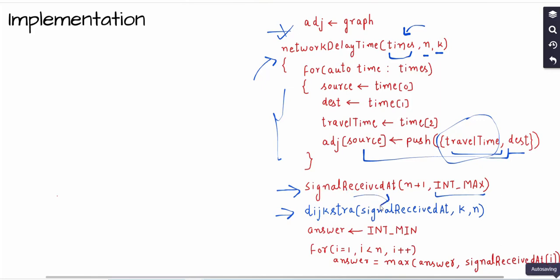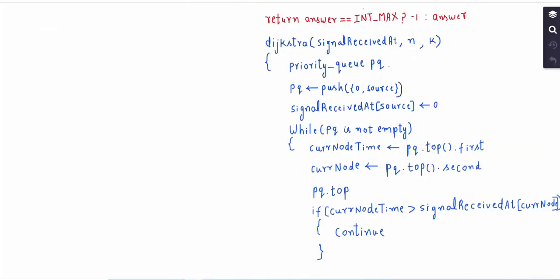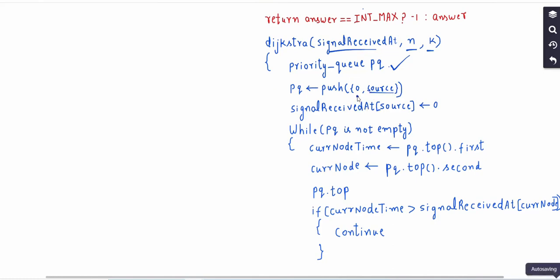Then this is a Dijkstra function which takes in this signal received at array, the source node, and the number of nodes, and it simply prepares this signals received array for this particular graph. Here is the working of this Dijkstra algorithm. It takes in the signal received at array, number of nodes, and the source node. I declare a priority queue and I push the source node and the time which the signal takes to arrive at the source node. So I push this pair into the queue and I set signal received at array for the source node to be 0, because it took 0 seconds to arrive at the source node since I'm starting from the source node. Then I iterate till the priority queue is empty.